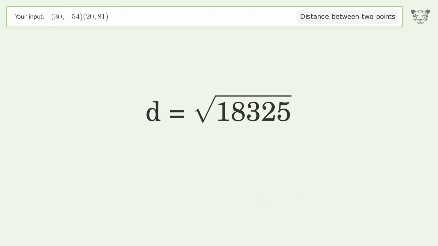And so the distance between the 2 points is the square root of 18,325, or 135.37.